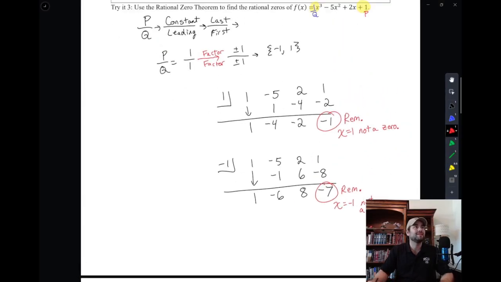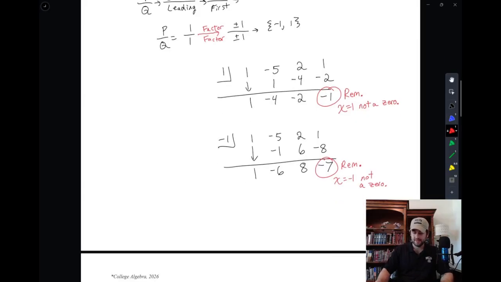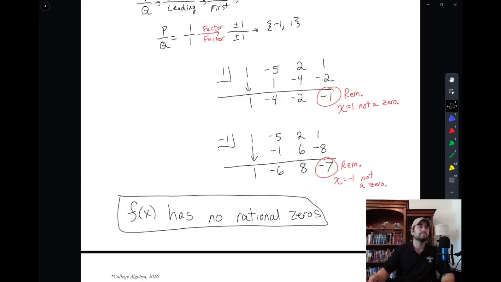And so what we just learned is that this f of x, or this function, has no rational zeros. It's got no zeros that take the form of a fraction, because those were the only two possible rational zeros. F of x has no rational zeros. That means it might have some crazy zeros like some square root 2's or pi, 22 over 7's, but there's no, well, 22 over 7 is rational. There's no rational zeros that work in this function.